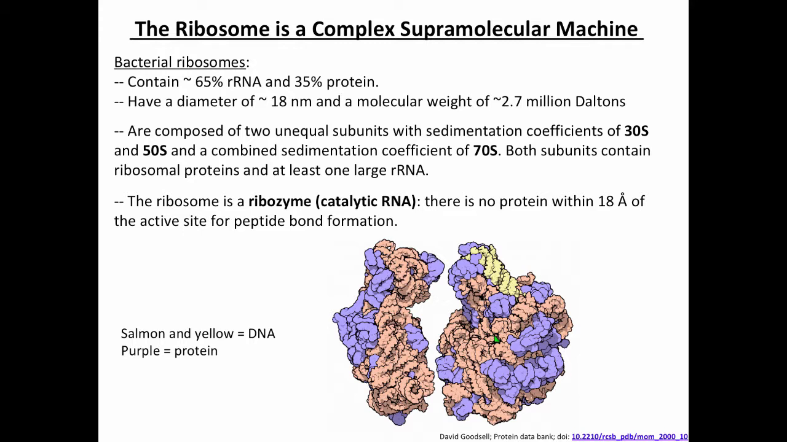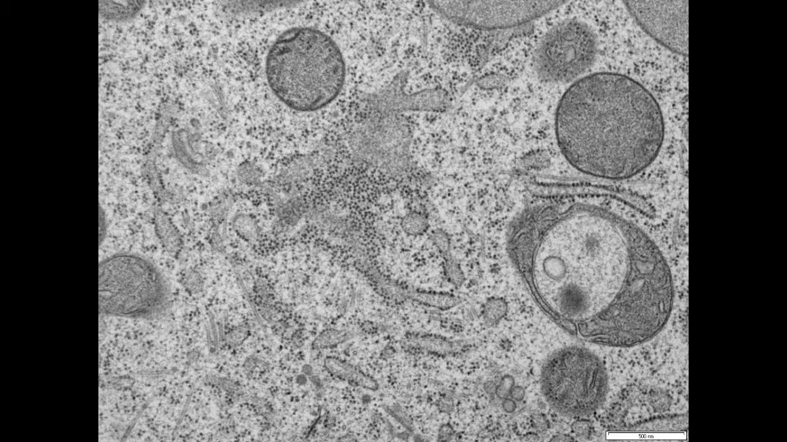18 angstroms is a huge amount of distance, so it has to be RNA that's actually catalyzing the reaction. And so this is just an electron microscope image of a cell. Each of these little dots, which you can see, just thousands of them, represent ribosomes. You can actually see them because they're so large.